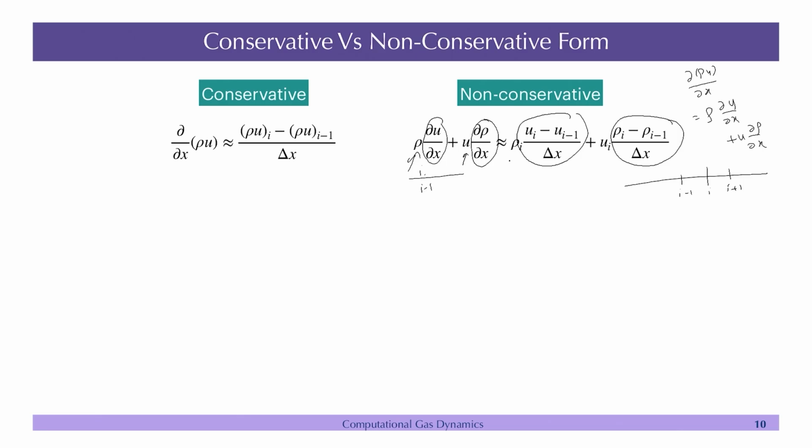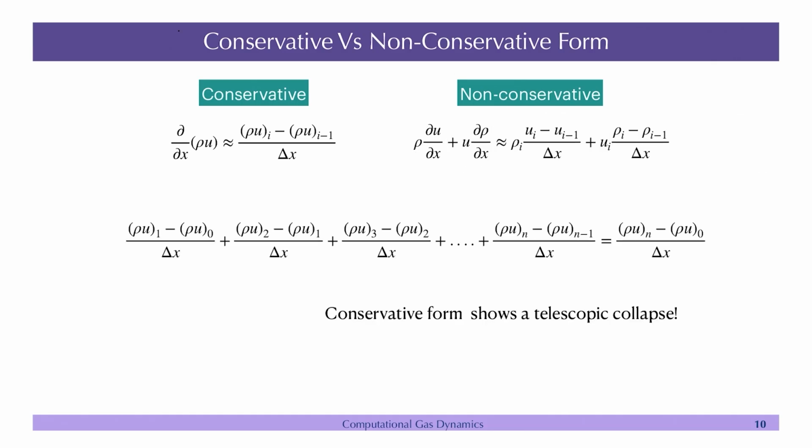If you use rho I and u I, then you are making one approximation. If you are using the value at the previous point, you are making another approximation, or you may take an average of these, so you have multiple choices. So, it is not as clean or as intuitive as in the conservative form.